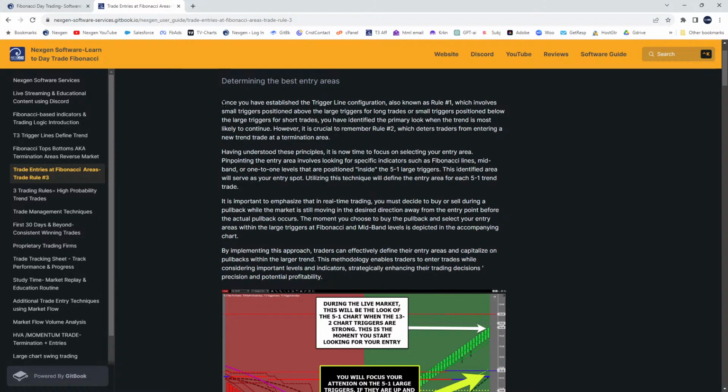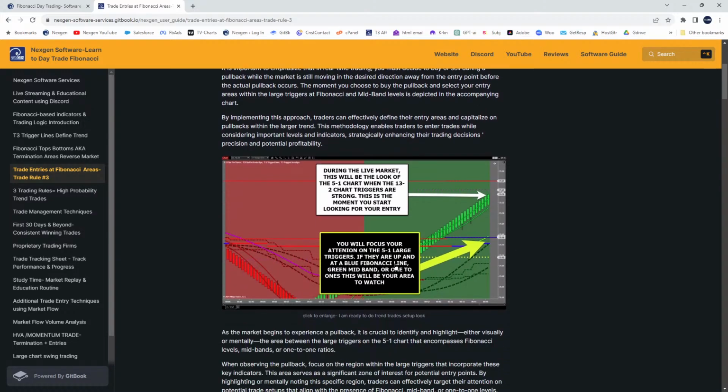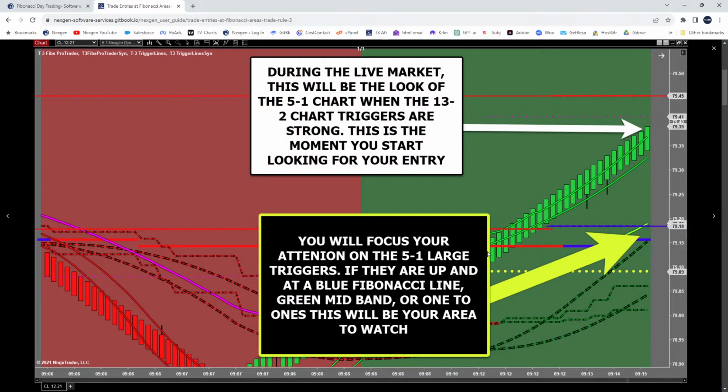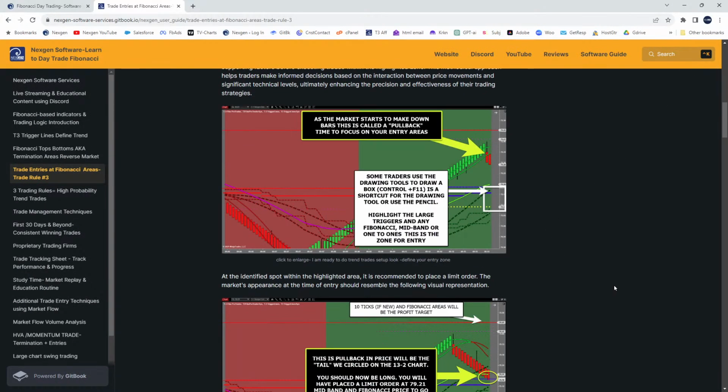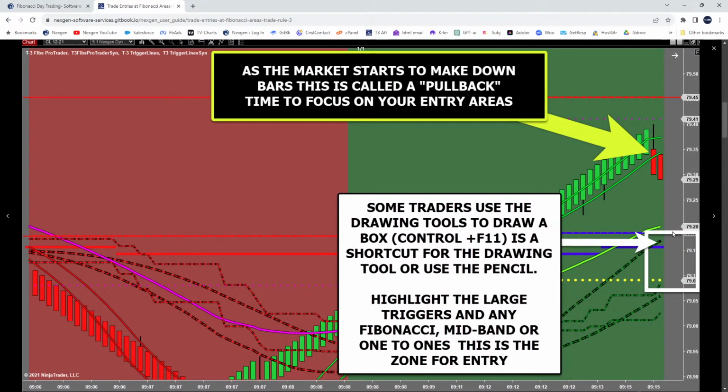Once you've established the correct trigger line configuration, once you're remembering rule number 2, which will deter you from entering into a termination condition, which we knew we had possible termination, so we had to watch it. Okay. So when you're going to enter a position, you're going to eyeball which support lines up with your large triggers. You can even draw a box in that area.